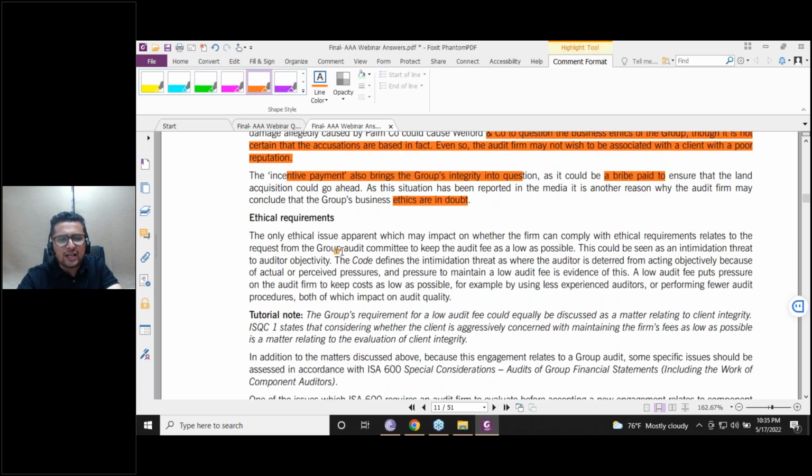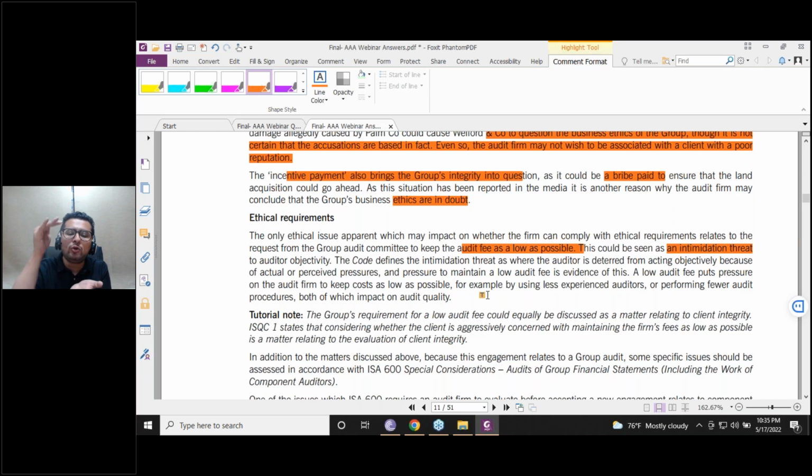The only ethical issue apparent which may impact on whether the firm can comply with the ethical requirements relates to the request from the group audit committee to keep the audit fee as low as possible. This is the issue from the question, and this would be considered as an intimidation threat. The code defines an intimidation threat as where the auditor is deterred from acting objectively. Once the audit committee is putting pressure on you to keep the audit fee as low as possible, what does that mean?